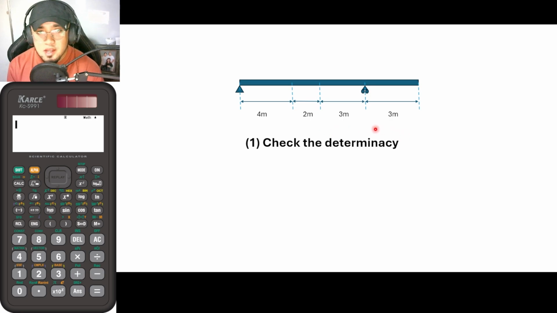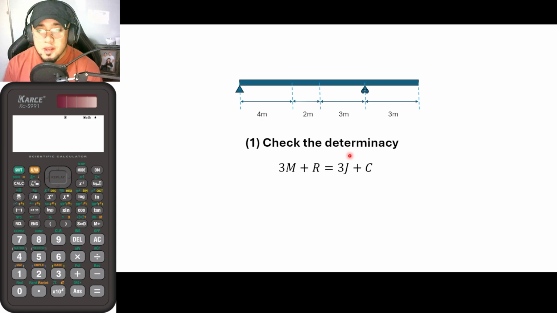In order for us to check the determinacy of a beam and also for frames, this is to be our formula: 3m plus r must be equal to 3j plus c. So that is for the determinacy of beams and frames, actually. What does M stand for? M stands for members or the number of spans. R is for the number of support reactions. And J is the number of joints. When we say number of joints, this is the separator for the number of members.